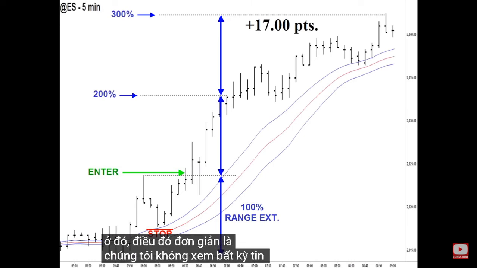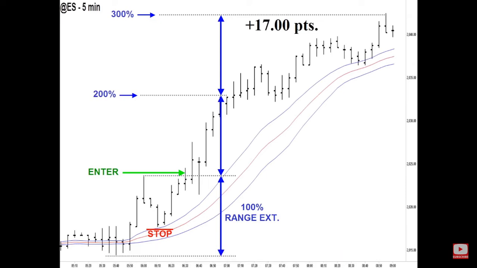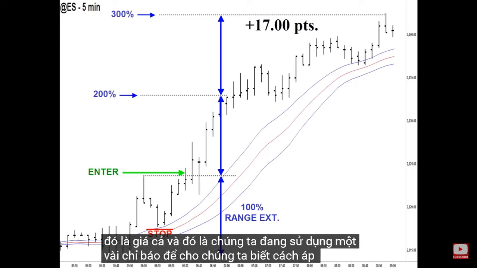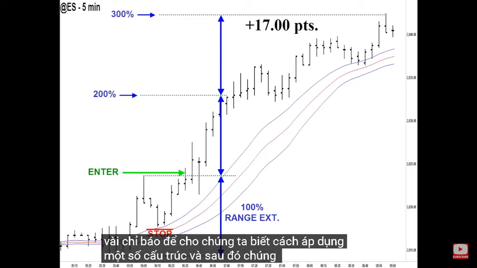We're not relying on volume. We don't care about what somebody is saying in a chat room or a trading room. We're simply listening to the most important thing we should be listening to. And that's the chart in front of us. That's price. And that's it. We're using a few indicators to tell us how to apply some structure, and then we jump on board.